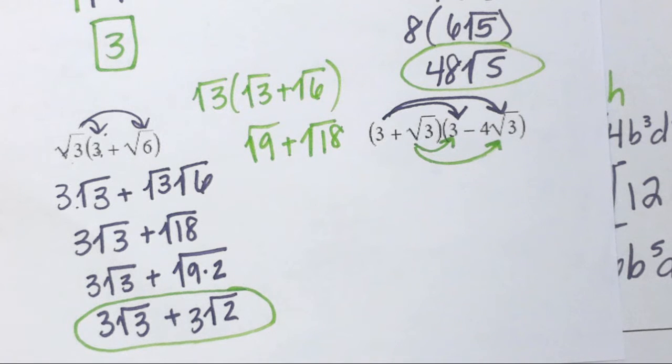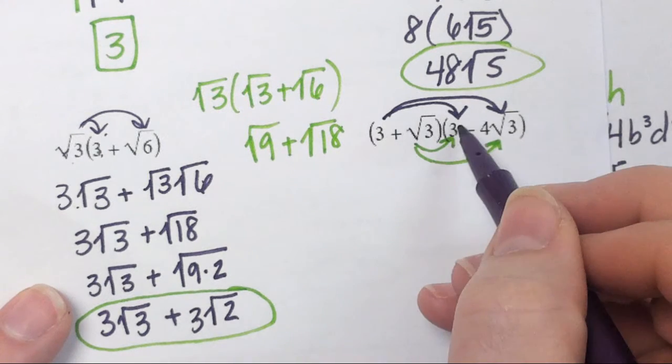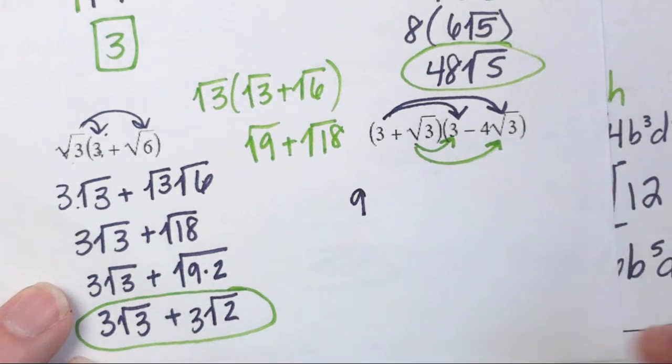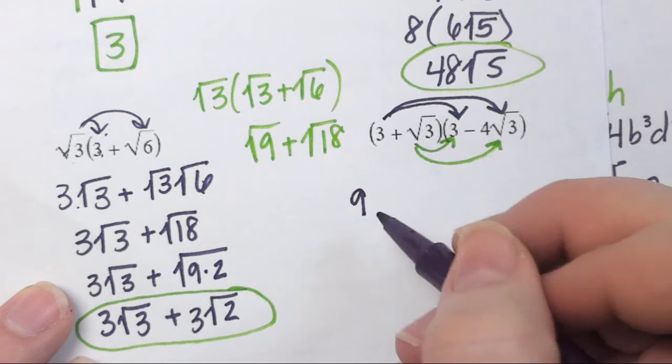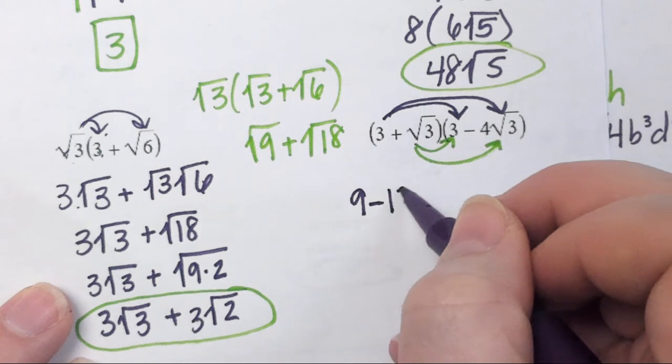Okay, so the purple, I did 3 times 3, I get 9. 3 times negative 4 square roots of 3, I get negative 12 square roots of 3.